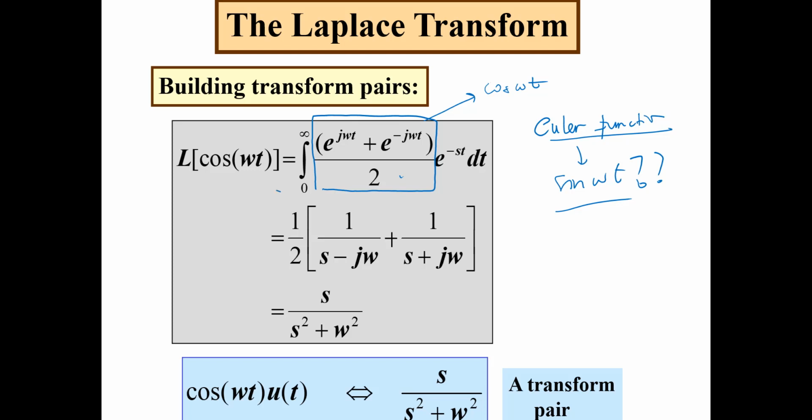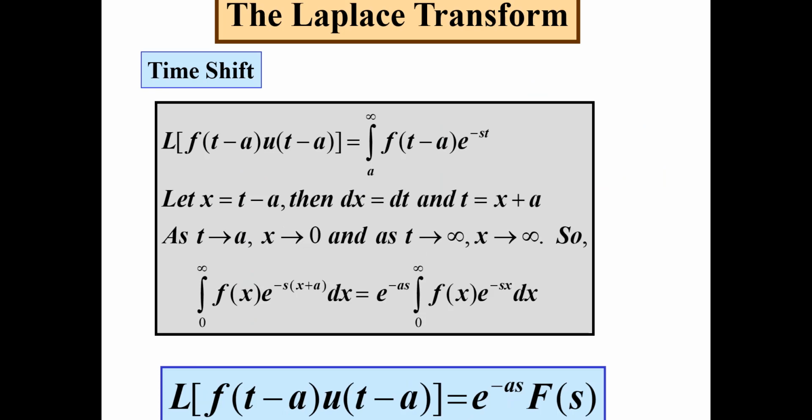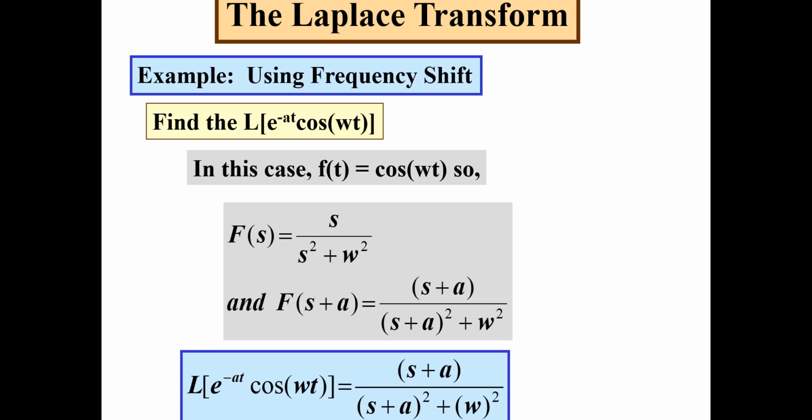And then by finishing this integral, we get that this is a half of (1 per (s minus j omega) plus 1 per (s plus j omega)). So we can get that this is s per (s squared plus omega squared). So the Laplace transform of cos omega t is s per (s squared plus omega squared). So this is the Laplace transform of cos omega t.